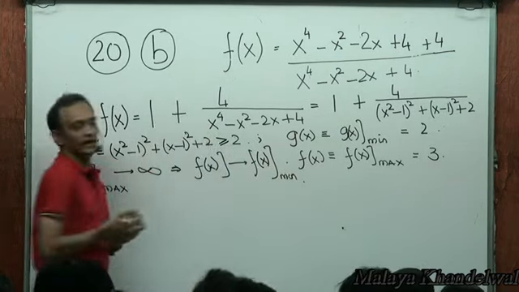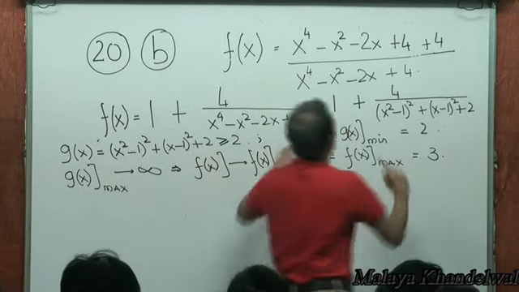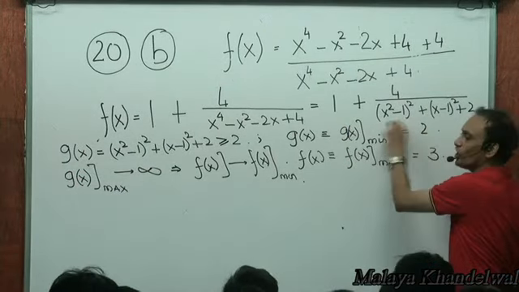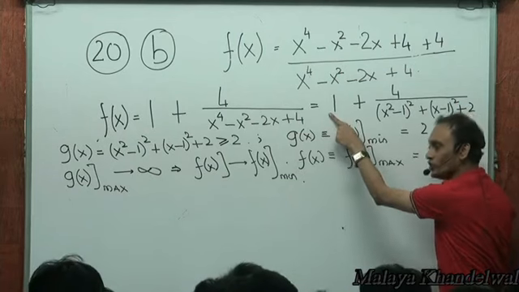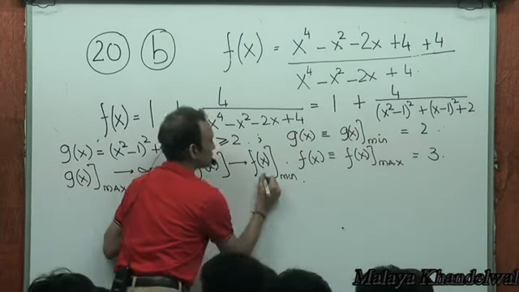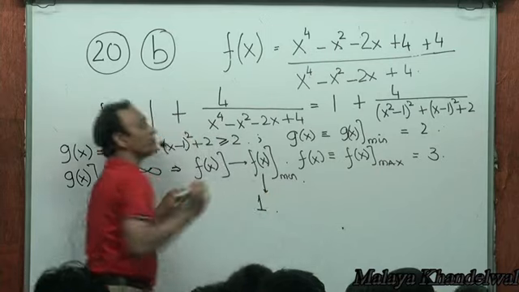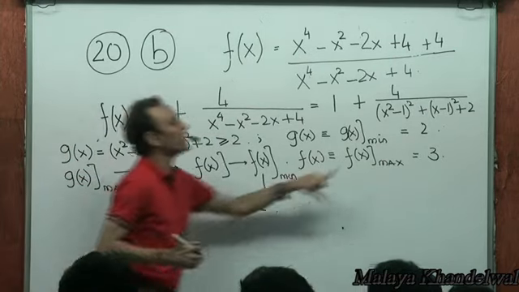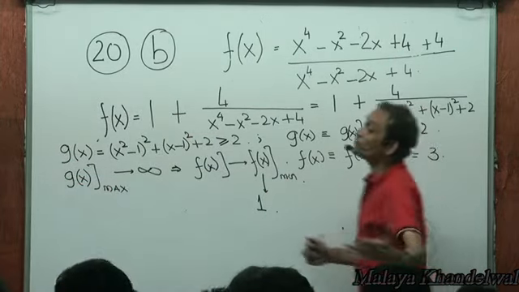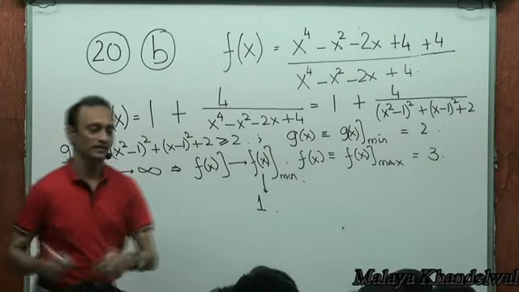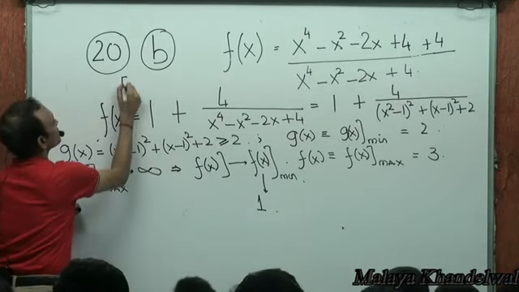As x is made larger and larger, f(x) will come closer and closer to 1, because this will tend to 0. So the minimum value of f(x) is 1. The largest value of f(x) is 3. Range of f(x) is (1, 3]. Right? So, the range of f(x) is (1, 3].